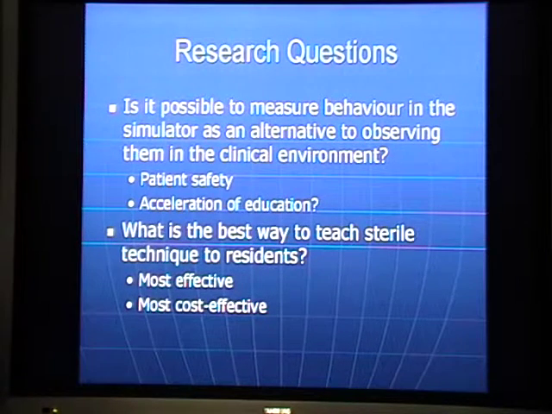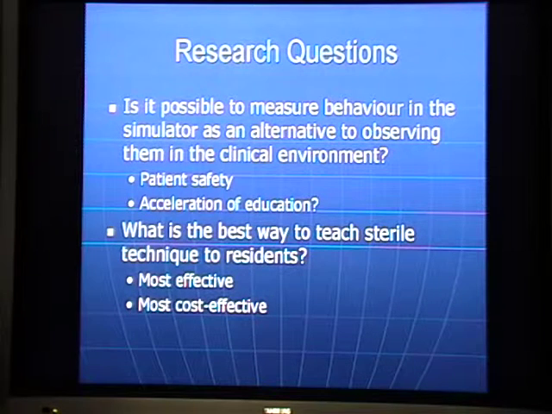So what I mean by this is our current way of teaching residents is all about see one, do one, teach one. And it's all done in the clinical environment, and it's all done on patients. And we all know that what happens as a result of this teaching strategy is that harm comes to patients when inexperienced practitioners learn on them.